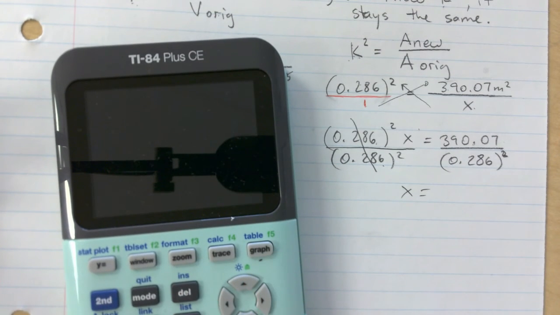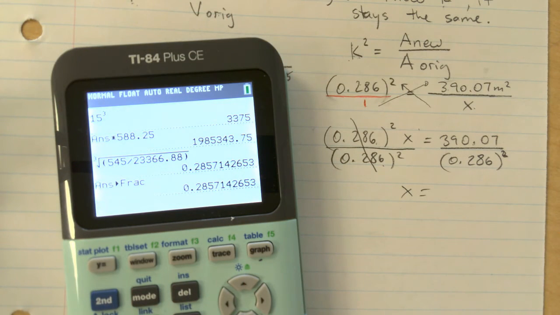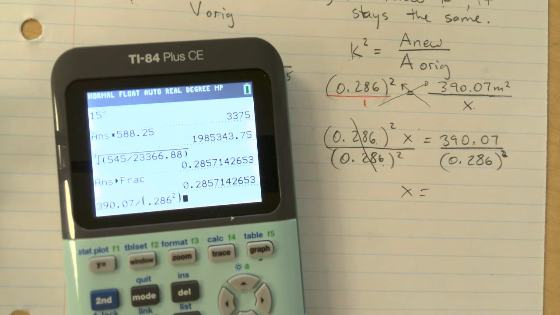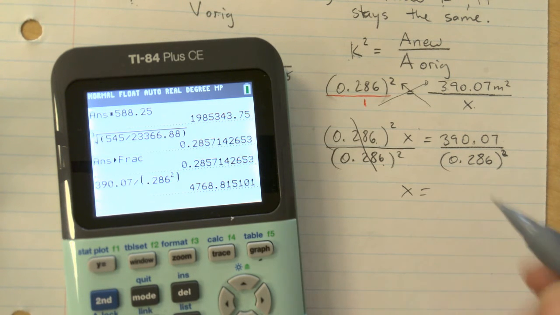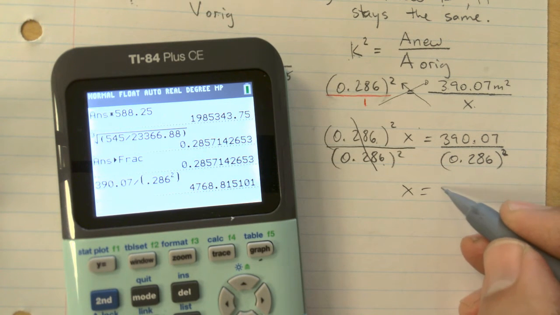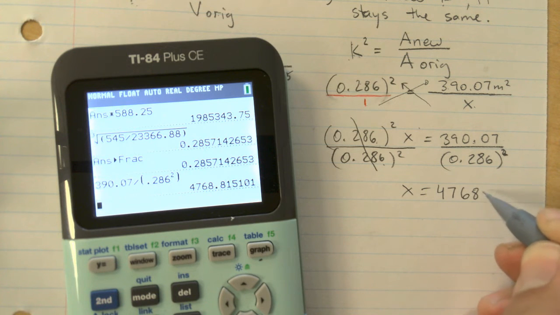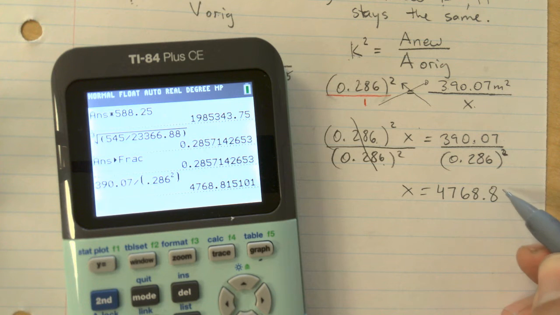So this is what it looks like typing this in. 390.07 divided by brackets 0.286 squared, close brackets, and you get 4,768.82 square meters.